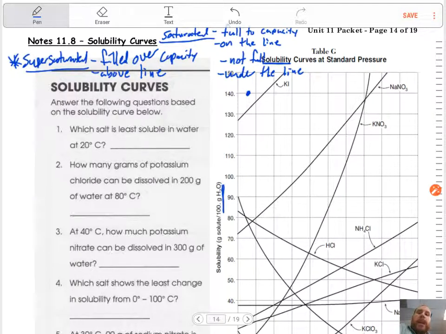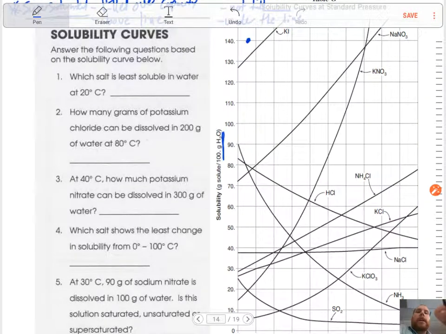I have other resources I can show you as well to drive home the conceptual mindset of what's happening at the particle level. Let's jump into the type of problems, though, that you're most likely going to see on the Regents. So here we go. Which salt is least soluble in water at 20 degrees Celsius?